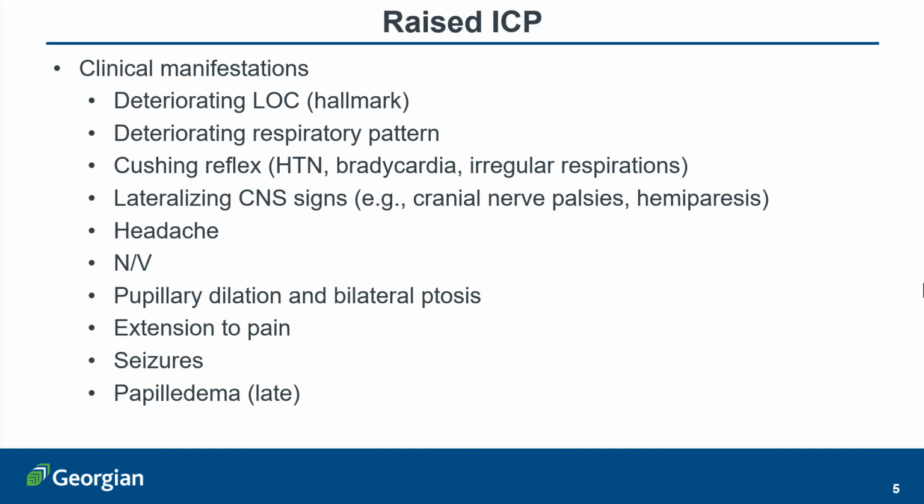So there's a whole variety of different clinical manifestations, but please remember that the hallmark clinical manifestation is a deteriorating level of consciousness. If there is a history of head trauma, or if ICP is suspected to be raised, then yes, level of consciousness needs to be assessed. And also perhaps the other clinical manifestations that you want to focus upon are this Cushing reflex and the cranial nerve palsies.